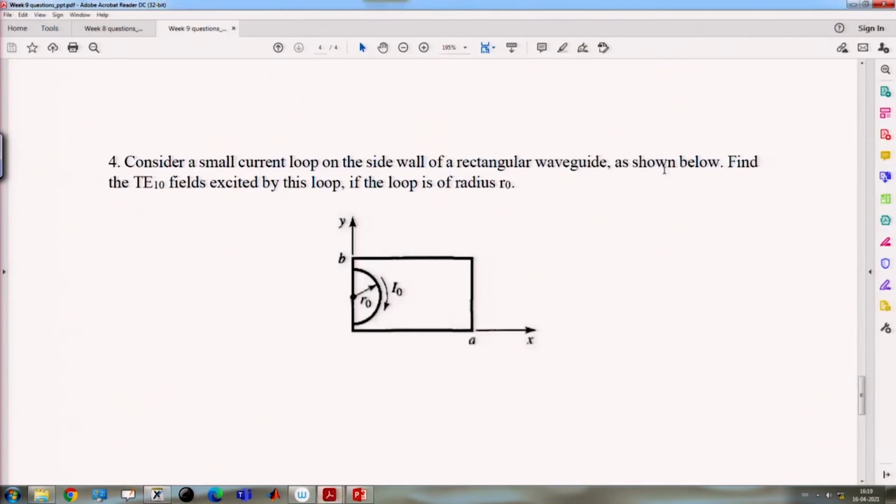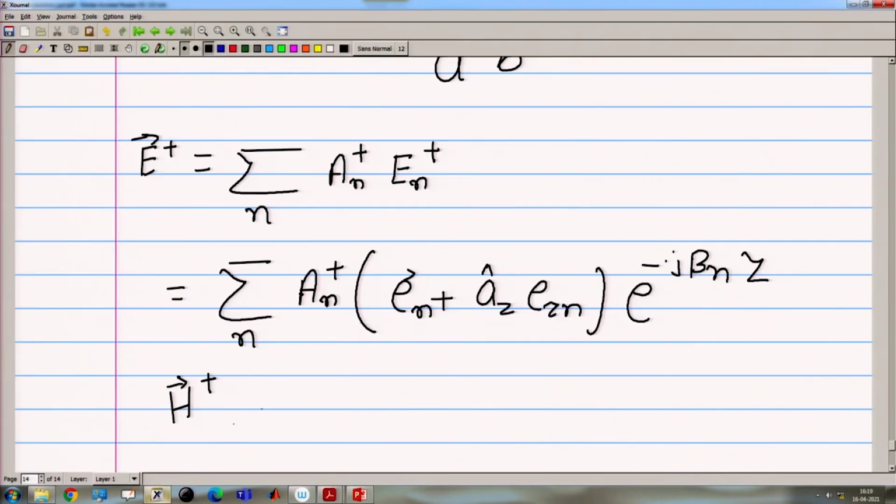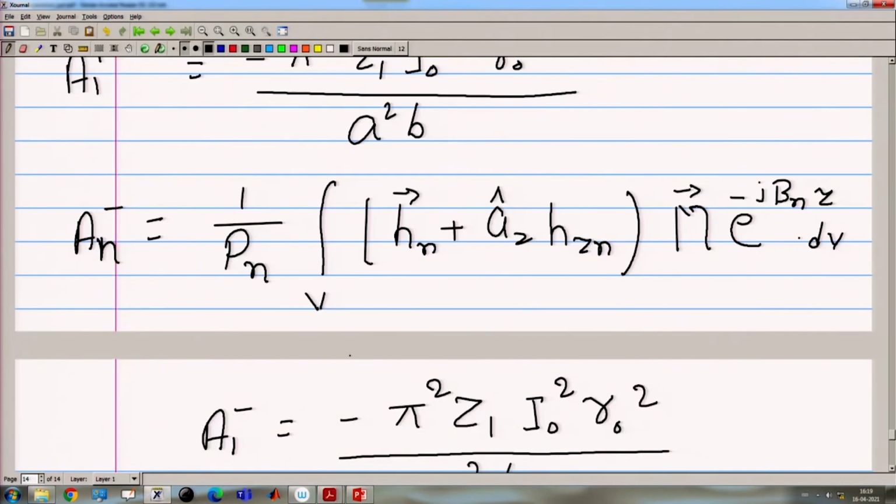So, I find the TE10 field excited by the loop. So, these are the amplitudes. From these amplitudes we can find out the field. So, these are A1 plus and A1 minus. Both are equal. So, like this the amplitude can be calculated. Thank you.